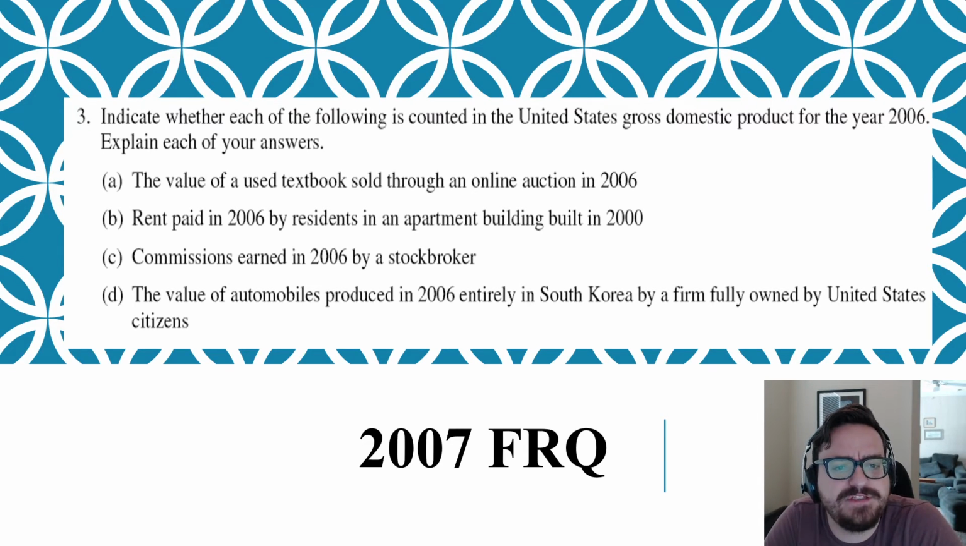A, the value of a used textbook sold through online auction in 2006. Way to be super hip to it, guys. 2006, eBay is a big deal. Really respect them being crazy on the nose with how relevant it was. No, that doesn't count for GDP. Why? It was a used good. It was already counted previously.